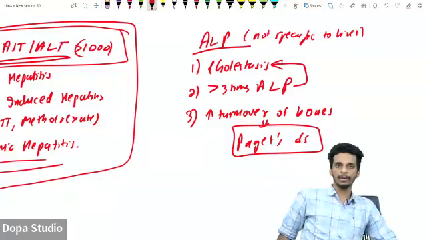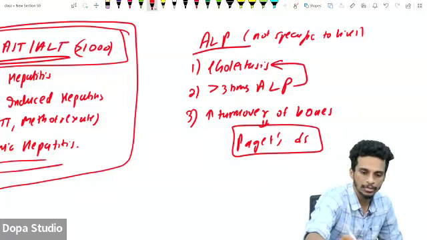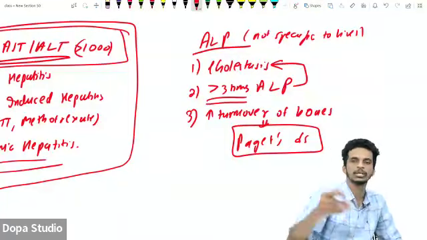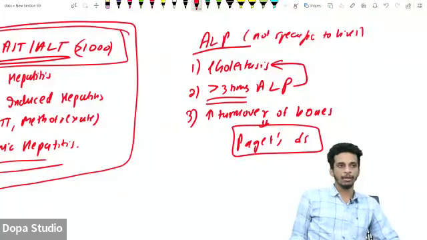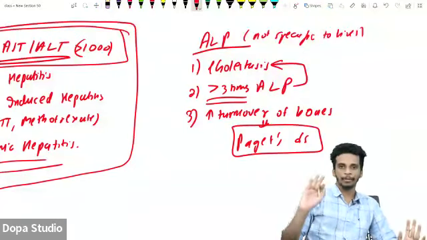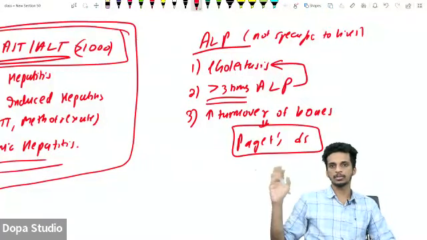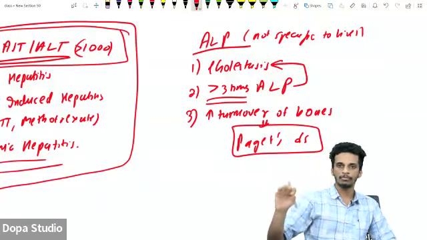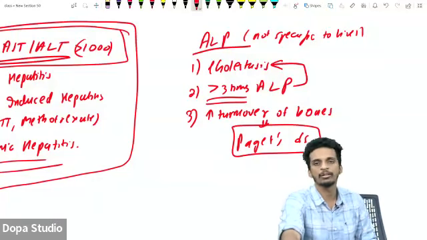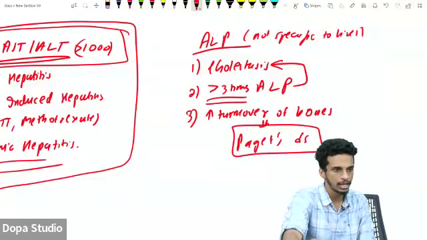So whenever you see ALP elevation, there are 2 things: more than 3 times. I told you that any liver disease can cause a subtle increase in ALP levels, but more than 3 times increase in ALP level is suggestive of cholestasis. But whenever you see elevated ALP levels, remember that ALP can come from extra hepatic tissues also. ALP is not specific for liver. ALP can come from bone also. And the classical example for elevated ALP in extra hepatic disease is Paget's disease.